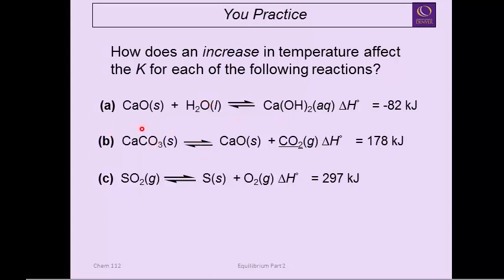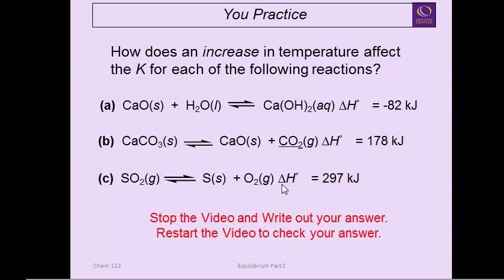This one's at equilibrium, you increase the temperature, which way is it going to shift? This one's at equilibrium, increase the temperature, how's it going to shift? And that can all be based on if you know the heat of reaction. In this case, it's exothermic, endothermic, and endothermic. All right, stop your video, take some time, write your answers. When you're ready, you can restart your video and check your work.